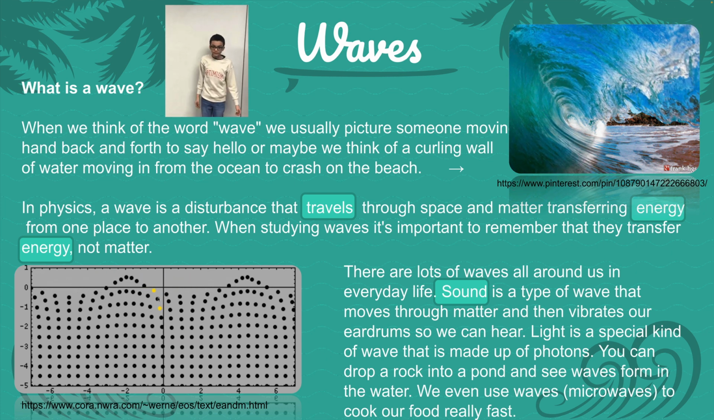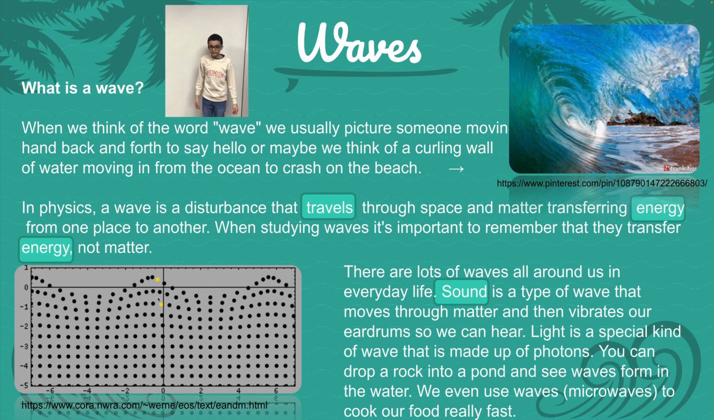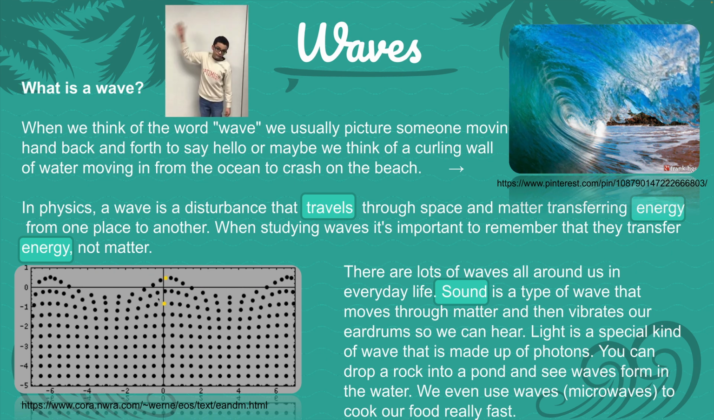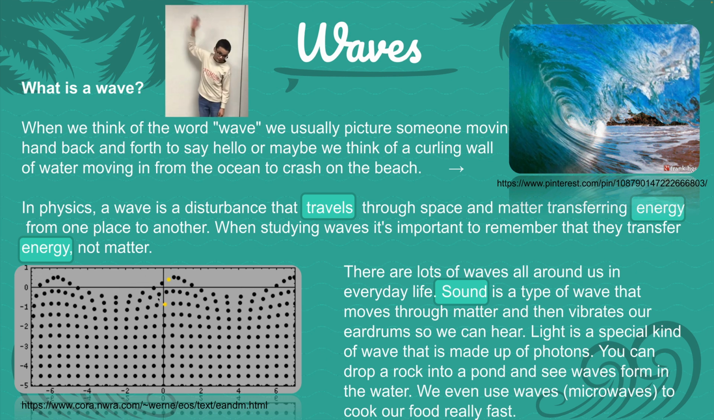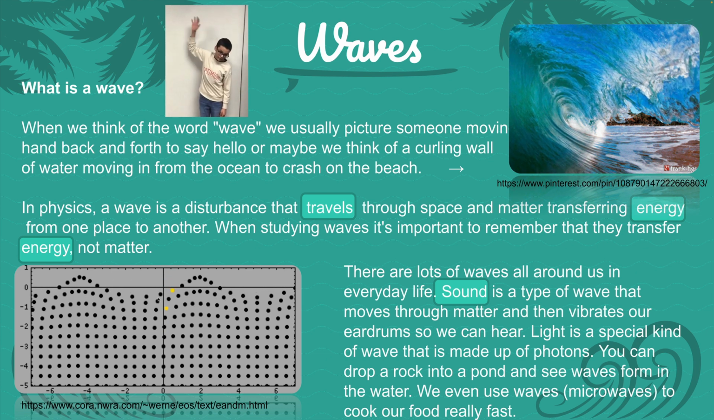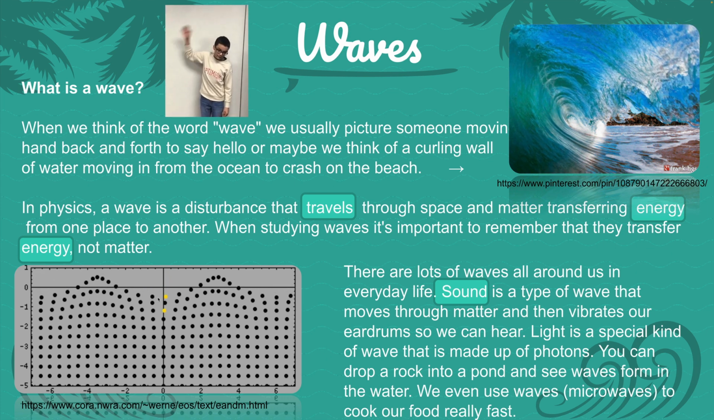There are lots of waves all around us in everyday life. Sound is a type of wave that moves through matter and then vibrates our eardrums so we can hear. Light is a special kind of wave that is made up of photons. You can drop a rock into a pond and see waves form in the water. We even use waves, microwaves, to cook our food really fast.